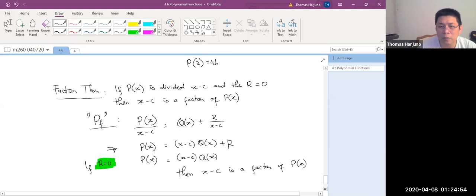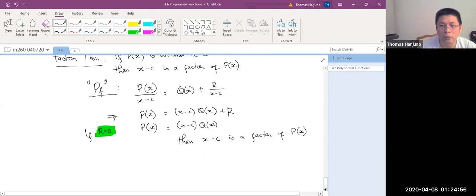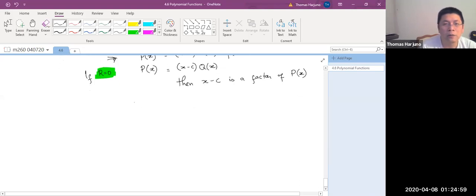Basically, from here, we see the following. If the remainder equals 0, but at the same time that equals P(c), then x minus c is a factor.